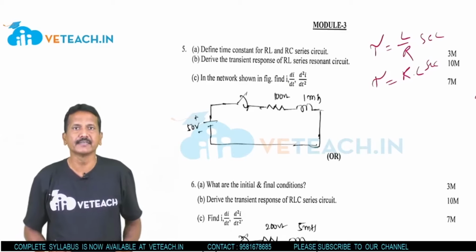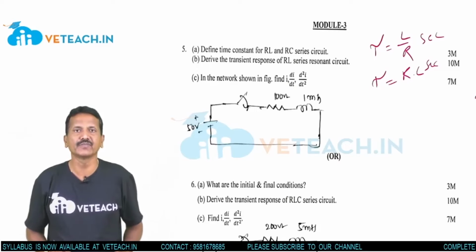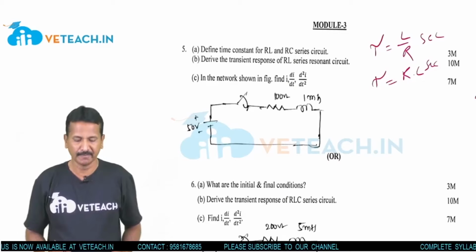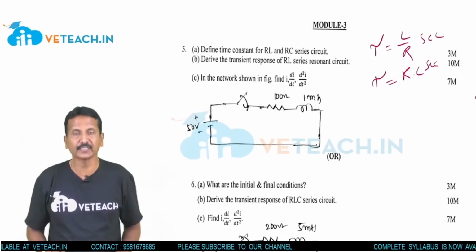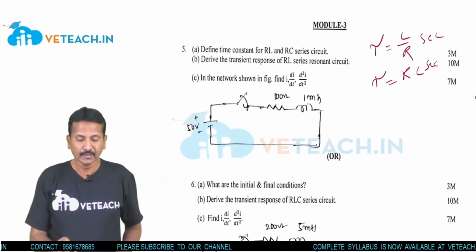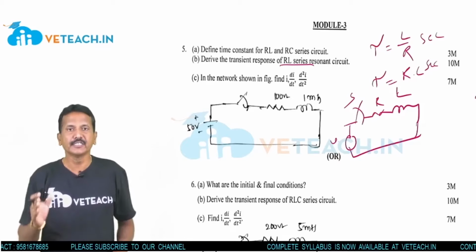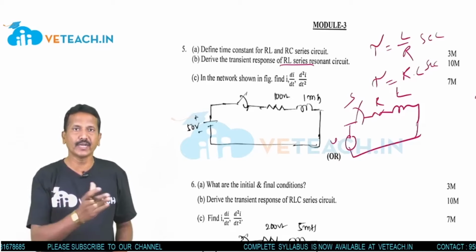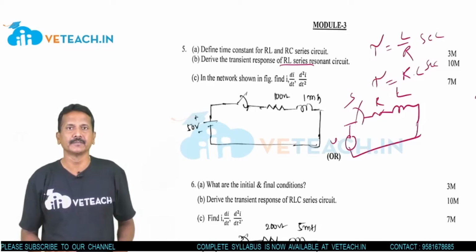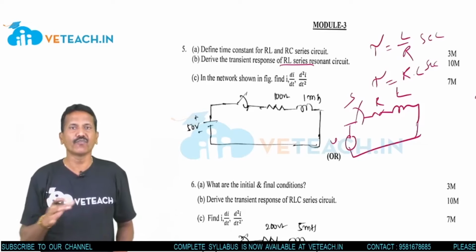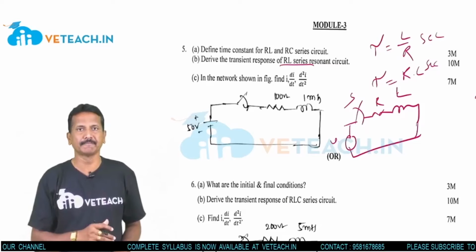Transients mainly depend upon the initial value and the final value in terms of time period. Derive the transient response of an RL series circuit. Transient means the changing of state from one to another with respect to time period, and we call this the transient response. Initial and final: t = 0 minus and t = 0 plus.